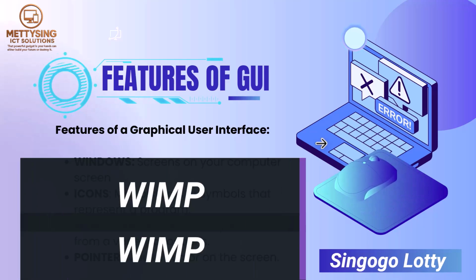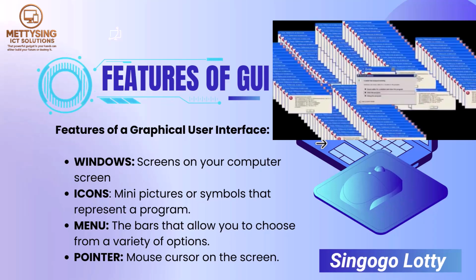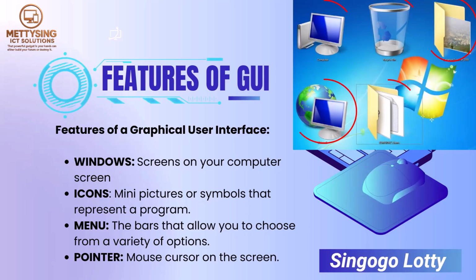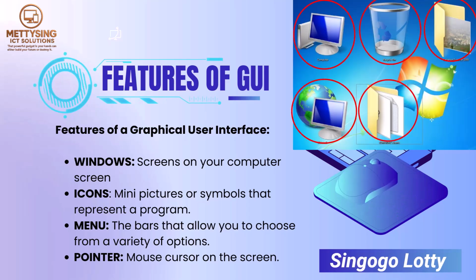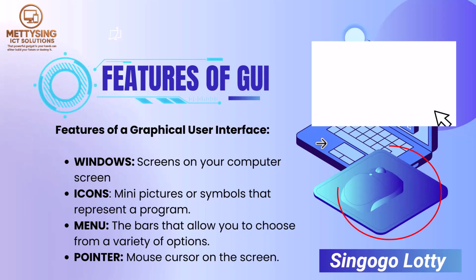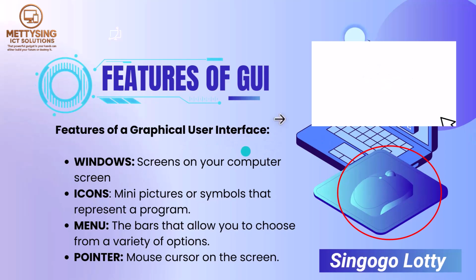Now these have already been defined for you. Windows are screens on your computer screen. Icons are the pictures we see on the desktop. A menu is the bar that allows you to choose from a variety of options. For instance, if you want to create a folder, you usually right click on a blank space and a menu pops up, then you can select from the options and create your folder. Pointers are the cursor that we use. We use a mouse to move the cursor, so the cursor happens to be the pointer.